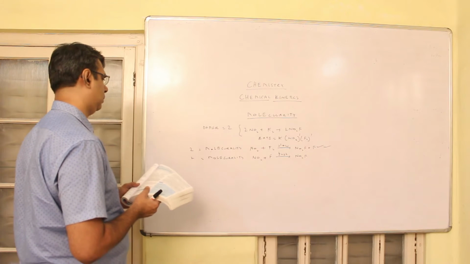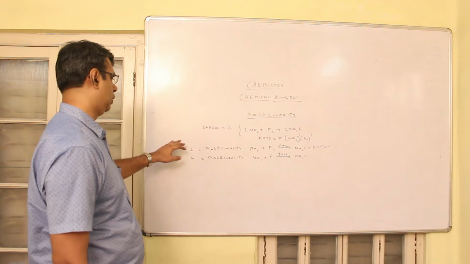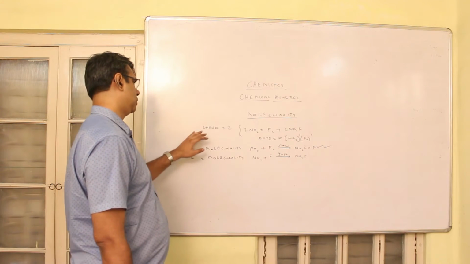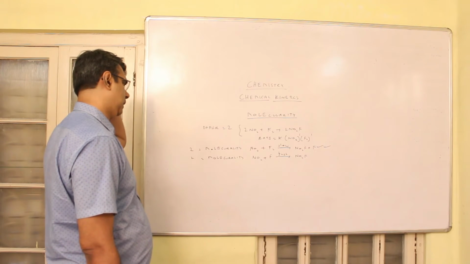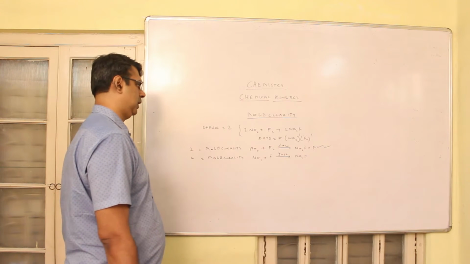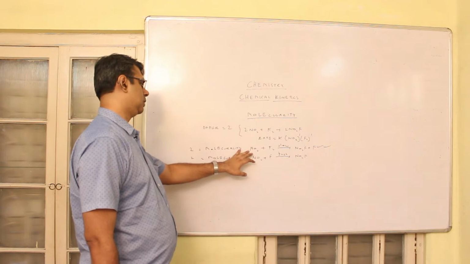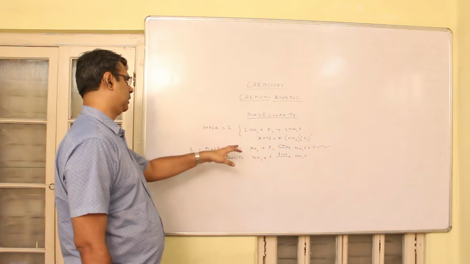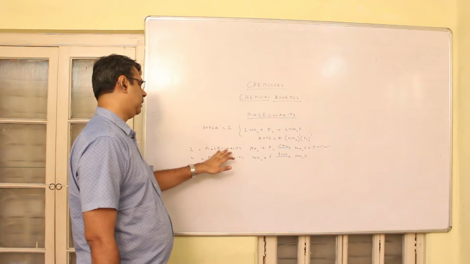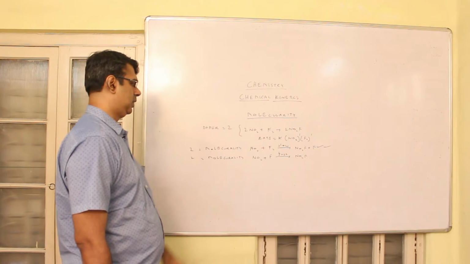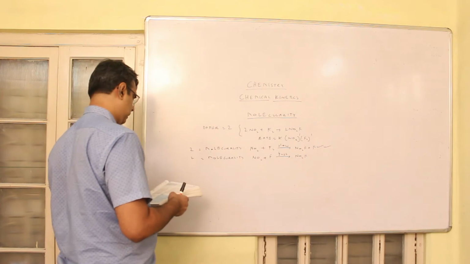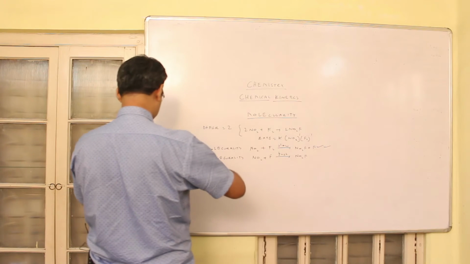So when you say molecularity, it is for each step, but when you say order, then it is for the slowest step only. So we will only consider the slow step, and that will determine the order, whereas molecularity is to be written for each step separately. So that is the molecularity of a reaction.